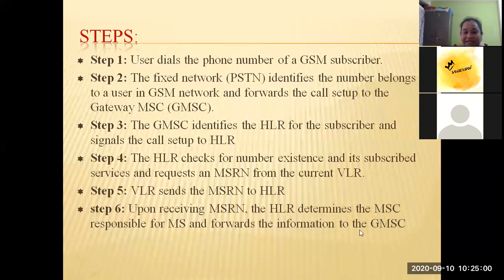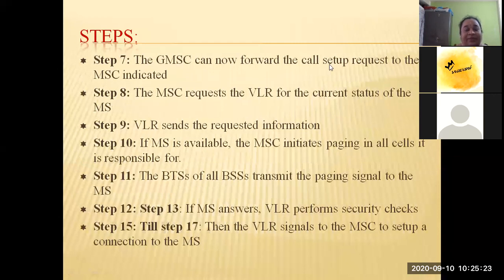Next, upon receiving this MSRN, that is the mobile station roaming number, the HLR determines the MSC responsible for the MS. Which MS we are going to communicate with, the corresponding MSC will be identified, and the corresponding information will be forwarded to the GMSC. It sets up a call to the indicated MSC, and the MSC requests the VLR.